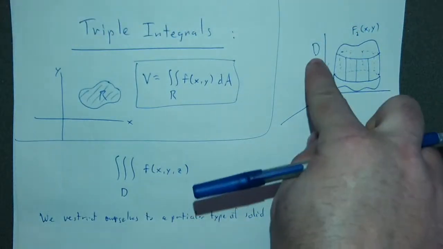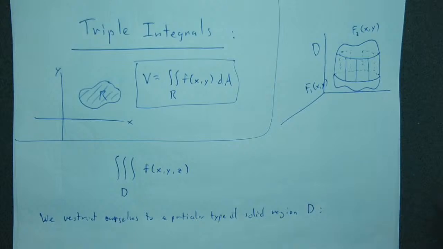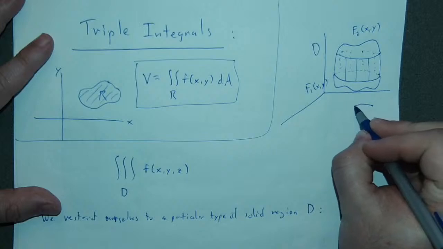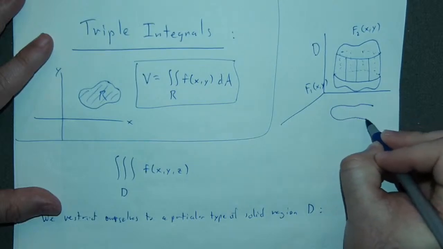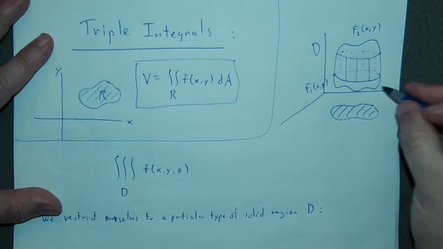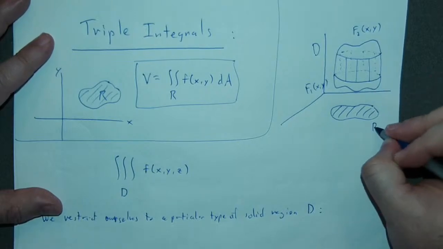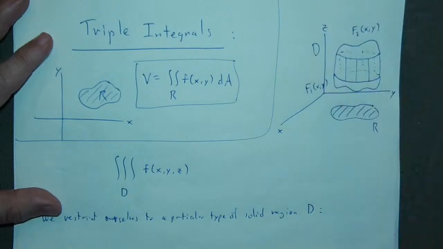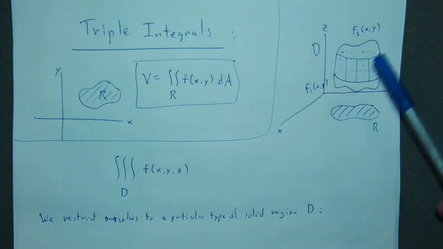Okay, and I define this region D to be the solid region in space bounded above by the top function, below by the bottom function, all over some region R in the plane, or in the xy plane sitting in space. There's my x-axis, my y-axis, and my z-axis. So this is the type of region that I'm interested in.